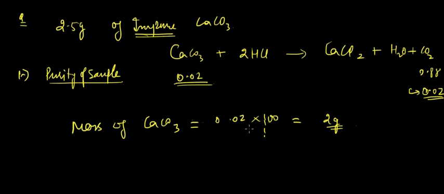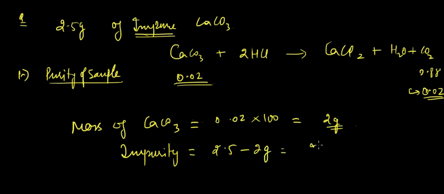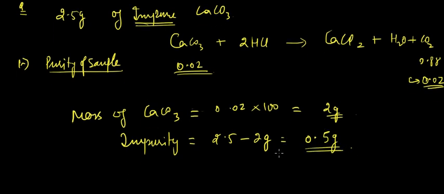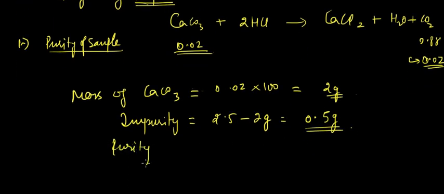Only 2 grams should have been consumed, but we have been given 2.5 grams of CaCO3, hence impurity would be 2.5 minus 2 grams. Okay, so this is 0.5 gram. So in the mixture 0.5 grams impurity is present, hence purity of the mixture would be 2 divided by 2.5 into 100. You can calculate it. Okay, so that should come out to 80%.